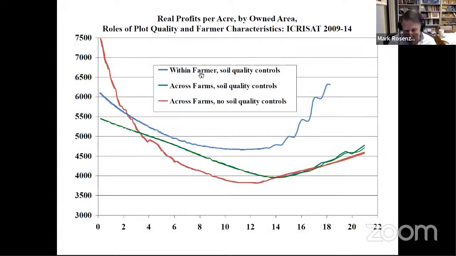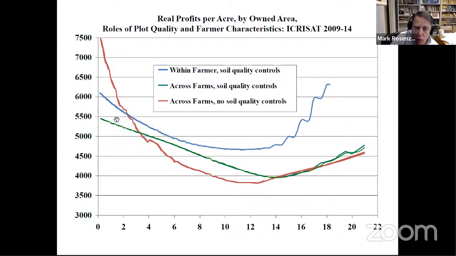All right, so let's look at these two issues: quality of the soil and farmer capabilities. This plots the relationship between real profits per acre using the full span of the data in the ICRISAT data, always looking at the Kharif season. The red line is what I showed you before. It just reproduces that. This is the U-shape that we see up to 22 acres. If we expand it out, you'd see it go on.